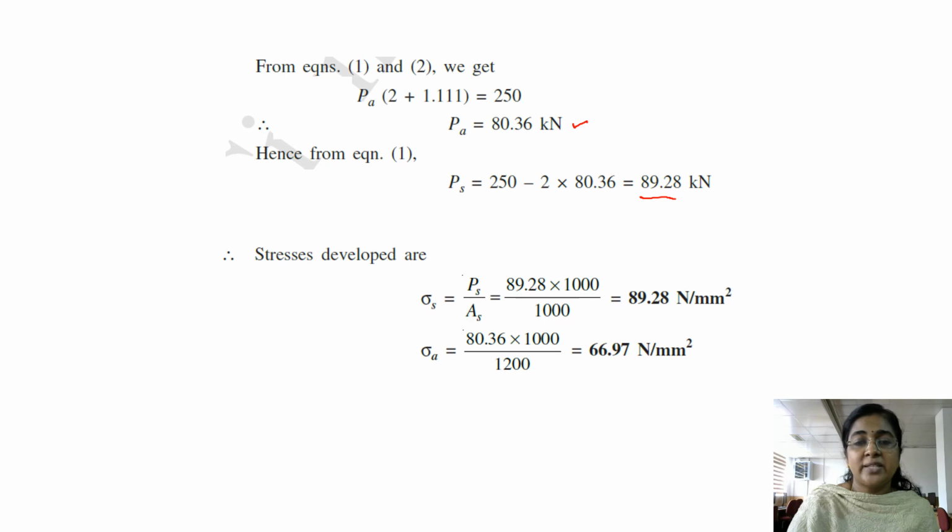Now we can find out the stresses. Load divided by corresponding area will give stress. Stress in steel is load taken by steel divided by area of steel. Then stress in aluminium is the load taken by aluminium divided by area of aluminium.